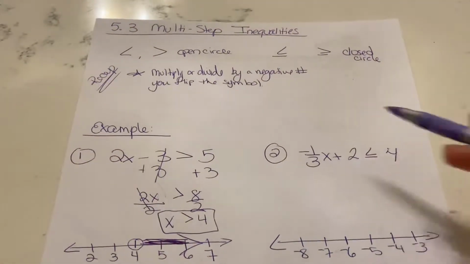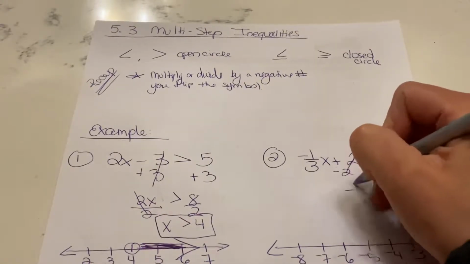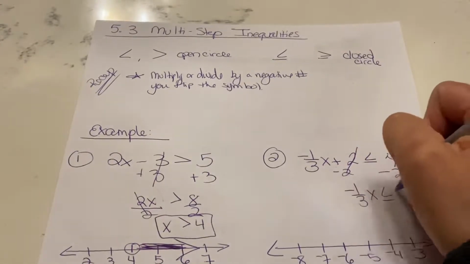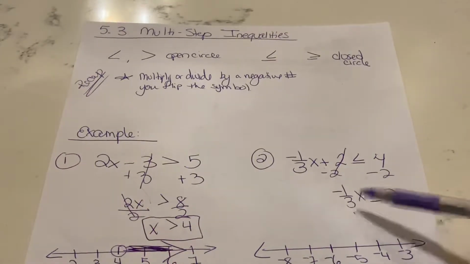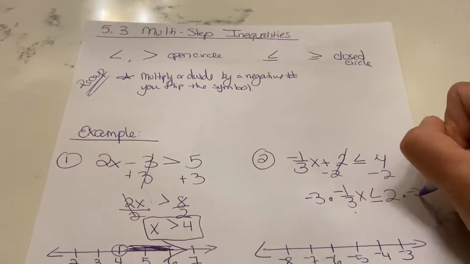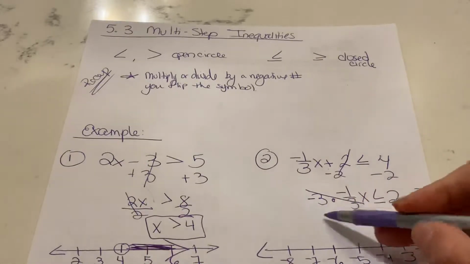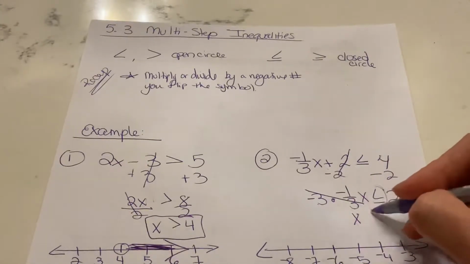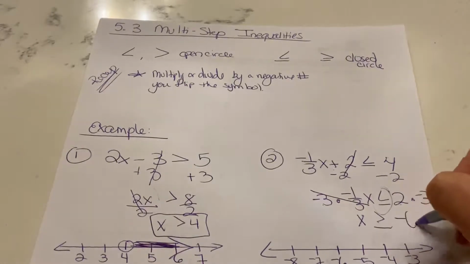So what's the opposite of adding? I will subtract the 2. Okay. Now, remember, we never divide by a fraction. We said we're multiplying by the reciprocal. So I'm going to multiply by -3. I'm multiplying by -3, so I got to flip the symbol. It becomes greater or equal to 2 times -3 is -6.